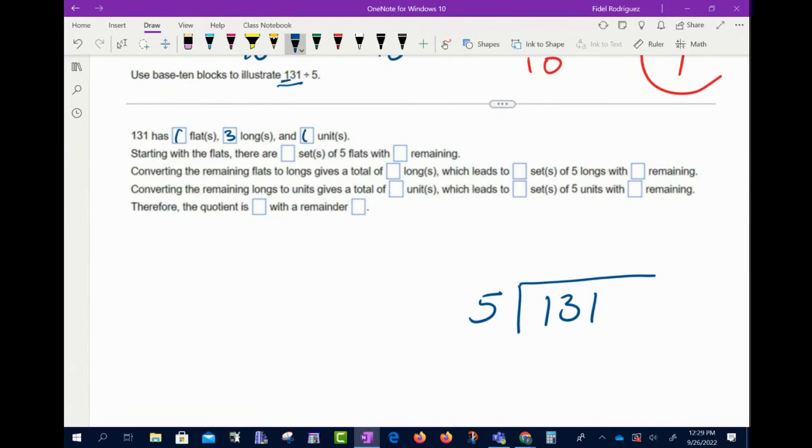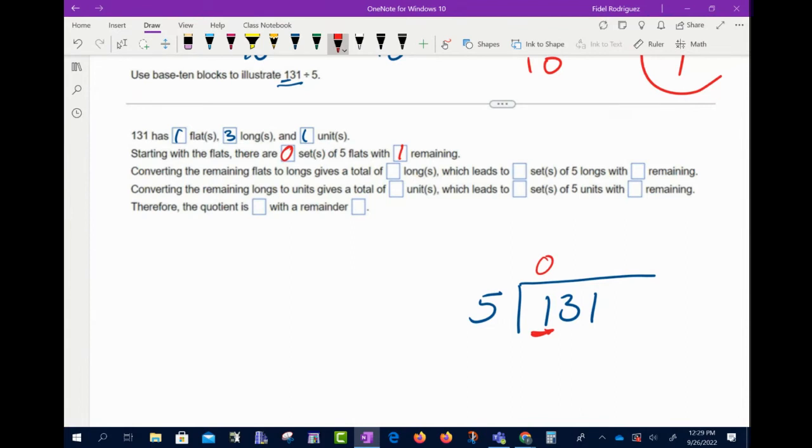Okay, so the idea behind using this kind of division here is, when we were going to divide this way, does 5 go into 1? What do you think? No, it doesn't, right? So what we say is there are no sets, right? But there's one left over, okay? Why one left over? Because that's the number that I have right there.